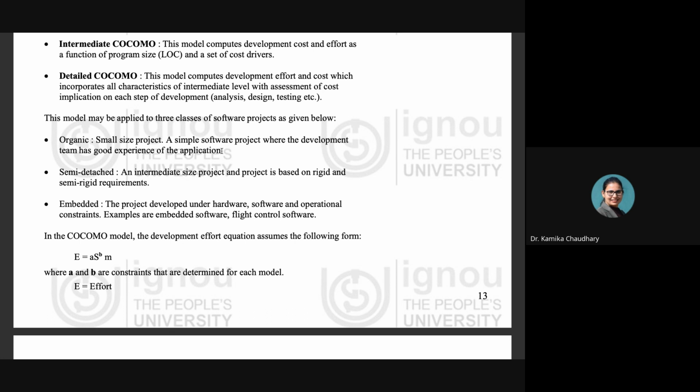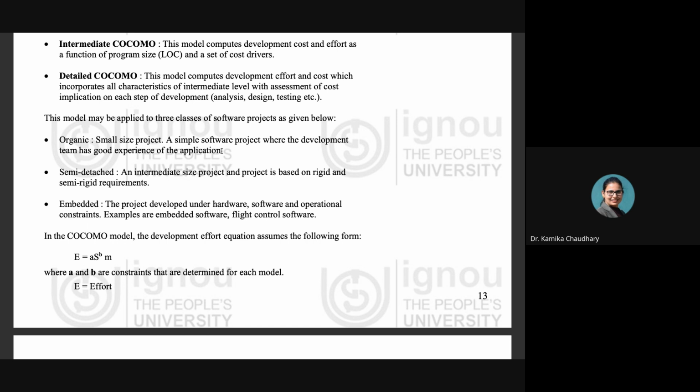Now we have the semi-detached project category. This is an intermediate size project, and the project is based on rigid and semi-rigid requirements. Third is the embedded project, a project developed under hardware, software, and operational constraints. Examples are embedded software, flight control software, washing machine software, or microwave oven software.